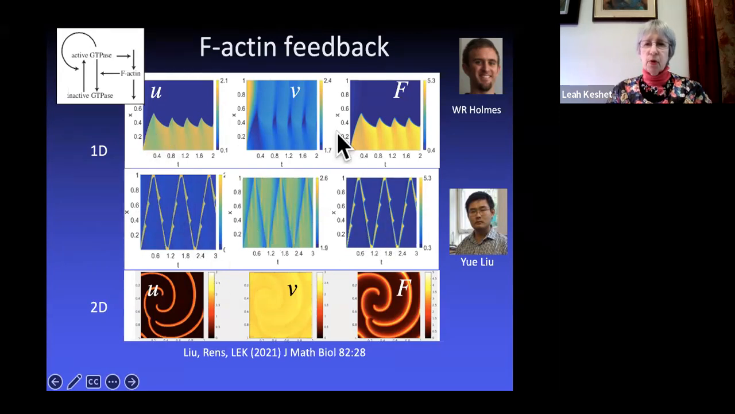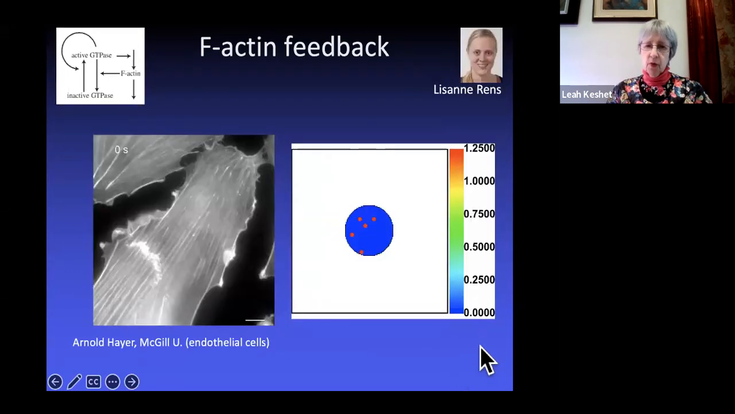So here are some examples in kymograph form for the top two rows of patterns that you get merely by adding this F-actin feedback. You can see that you begin to get oscillations. They can be pulses. They can be traveling pulses that move and bounce across the domain. And in 2D, you get spiral waves. This is work by both Bill Holmes and Yu Liu, who were a former postdoc and a former PhD student.